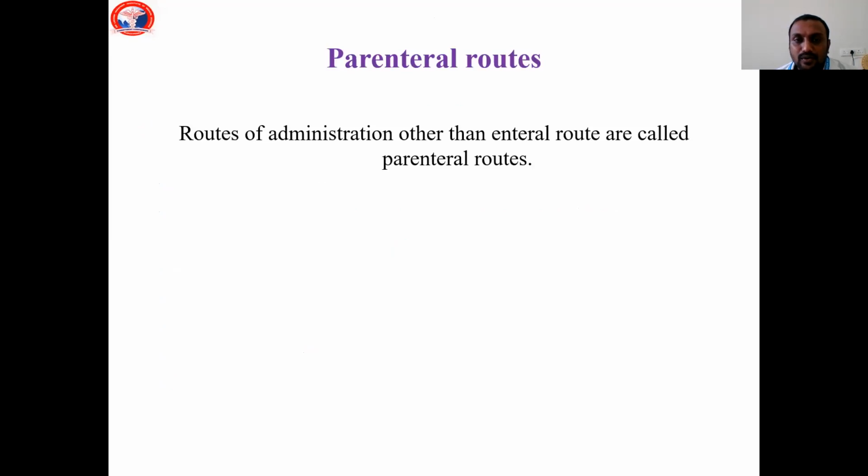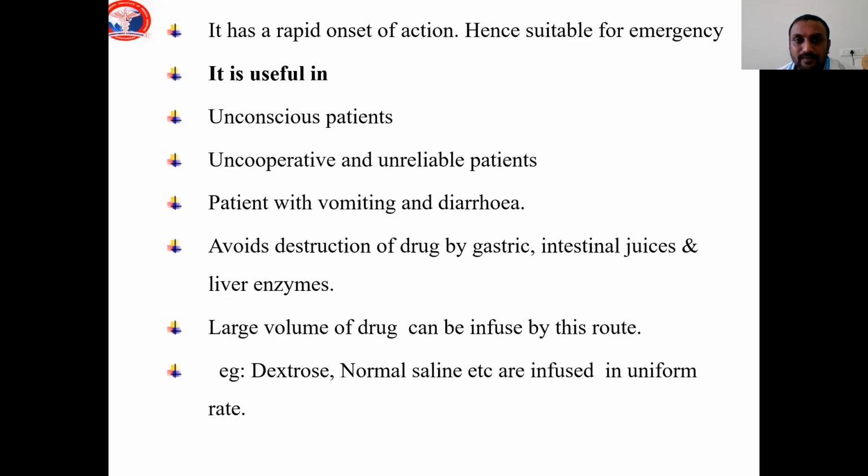Parenteral routes: routes of administration other than the enteral route are called parenteral routes. The parenteral route has a rapid onset of action, hence it is suitable for emergency. It is useful in unconscious patients, in uncooperative and unreliable patients, and in patients with vomiting and diarrhea. It avoids destruction of the drug by gastrointestinal juices and liver enzymes. It is also useful where large volumes of drug can be infused by this route. Example: dextrose and normal saline are infused at a uniform rate.